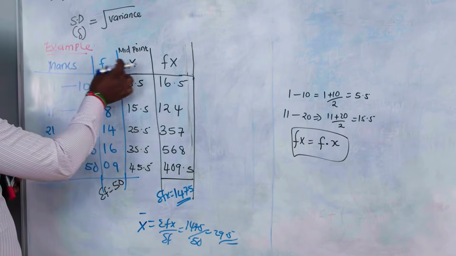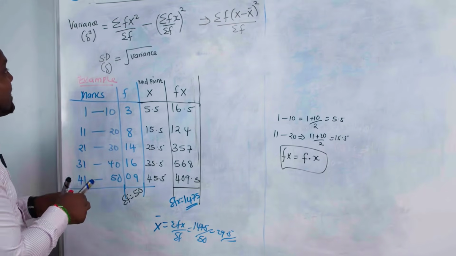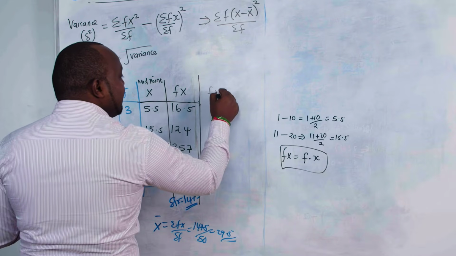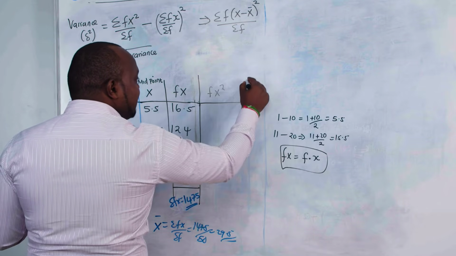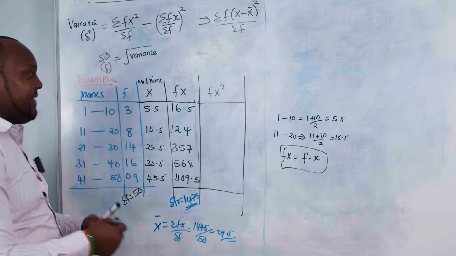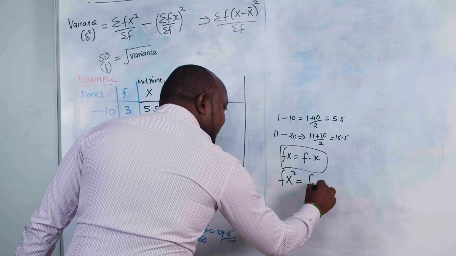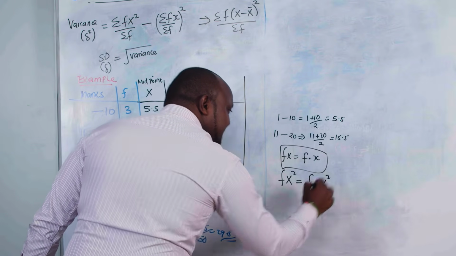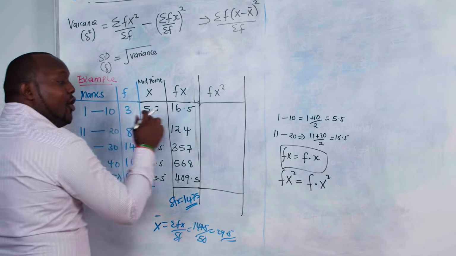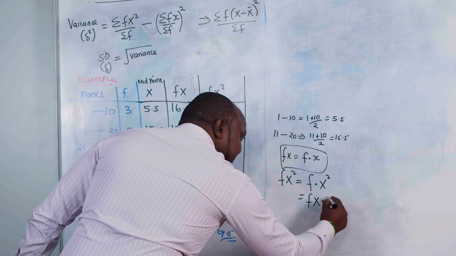So we have f and you have x. We have introduced x and f of x. I want to introduce now, based on my formula, f of x squared. And you need to understand another thing. If you are having fx squared, it is the same as f times x squared. So what you need to do, you get x squared, then you multiply by f. Or you can say it is fx times x.